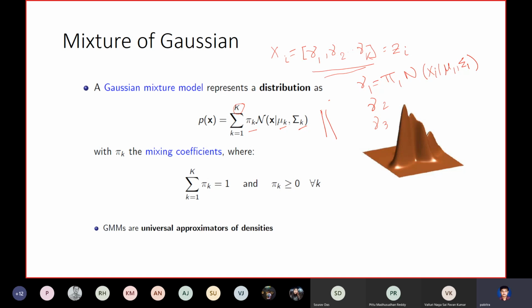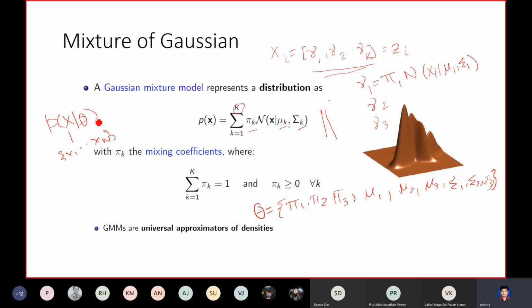But what we are finally interested in is a set of parameter values, pi1, pi2, pi3, and mu1, mu2, mu3, sigma 1, sigma 2, sigma 3, such that, this is the important point, you can best explain the data. So x is x1 to xn. If we call this entire set of parameters theta, given a certain value of theta, we are interested in maximizing this likelihood. This particular theta best explains this x.